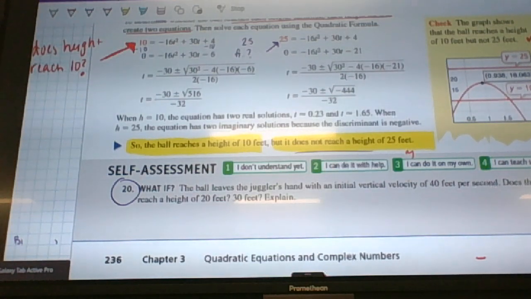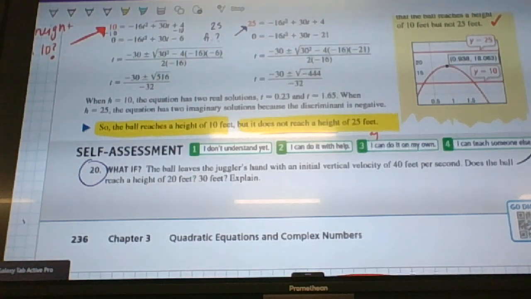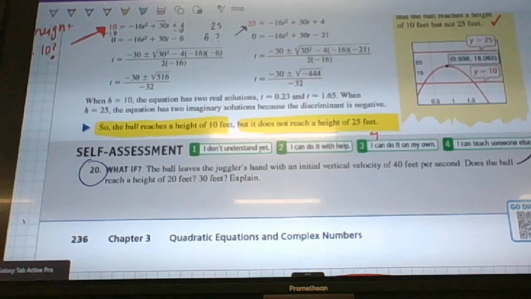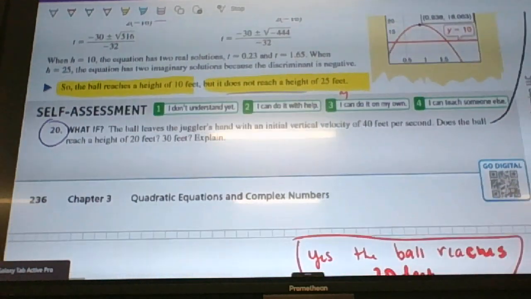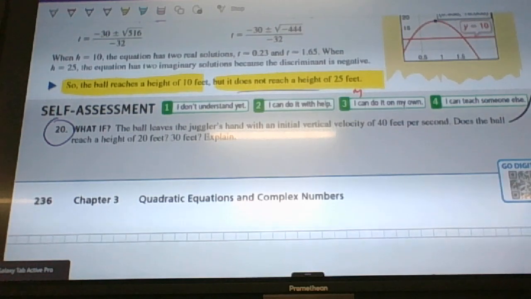This is, what if the ball leaves the juggler's hand with initial vertical velocity of 40 feet per second? Is that how fast the juggler's ball goes, you think? 40 feet per second? I don't know. How would we know? How could we determine how fast the ball is moving?